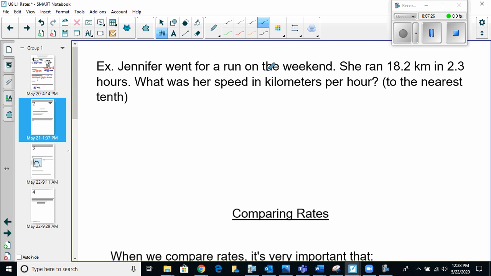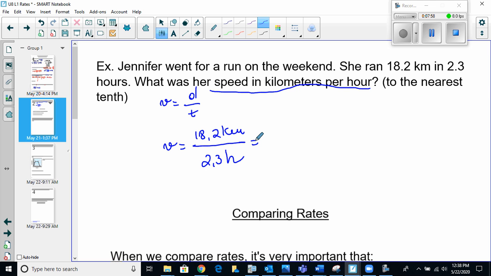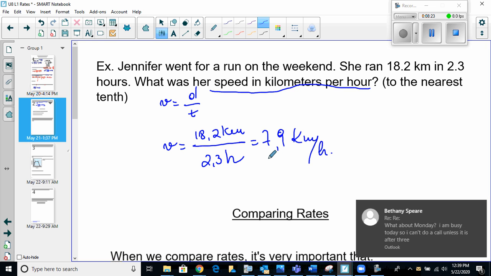Now Jennifer wants to run on the weekend, and she runs 12.2 kilometers in 2.3 hours. What is her speed in kilometers per hour? When we say speed, speed is distance over time. So Jennifer is running 18.2 kilometers per 2.3 hours. 18.2 kilometers divided by 2.3 will be 7 point something, and rounded to the nearest tenth will be 7.9 kilometers per hour. This tells us that in 1 hour, Jennifer will run 7.9 kilometers.